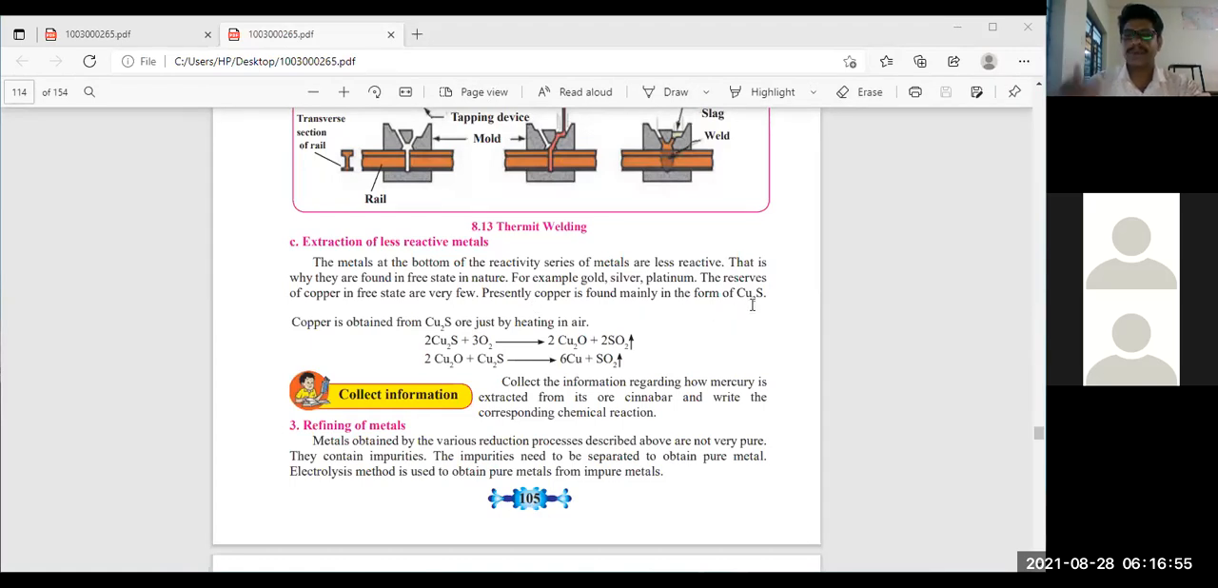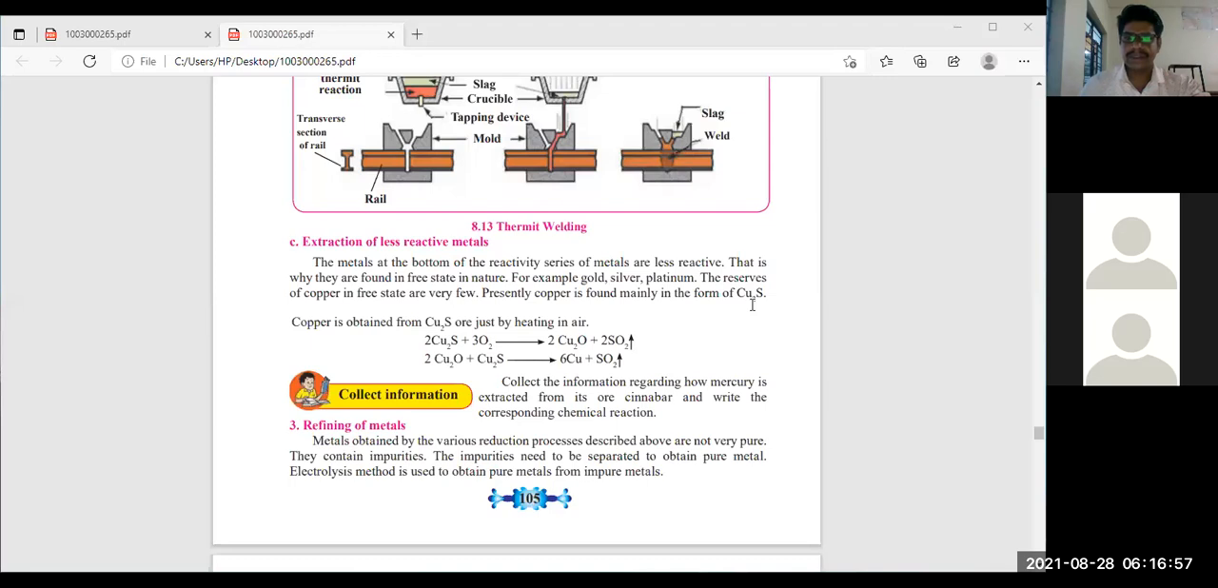And this copper we are getting in the impurities, like the copper sulfides. So this copper sulfide reacts with the oxygen, in the calcination process or roasting. Which method can you tell me? Here it is calcination or roasting. Which method will be here? Here the roasting method is used.